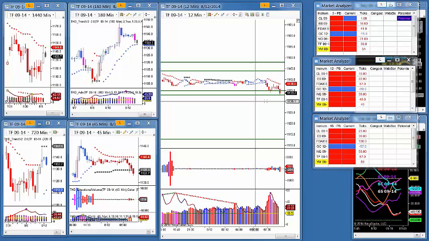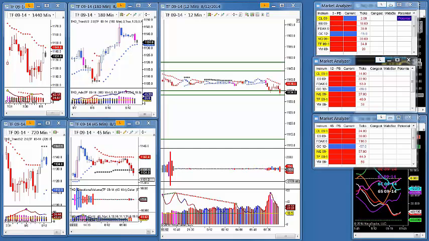So yeah, and it won't do it in one move. It'll go down and it will come back and test this area to make sure it acts as resistance, and then it will come down. You want me to predict the market, Christian?